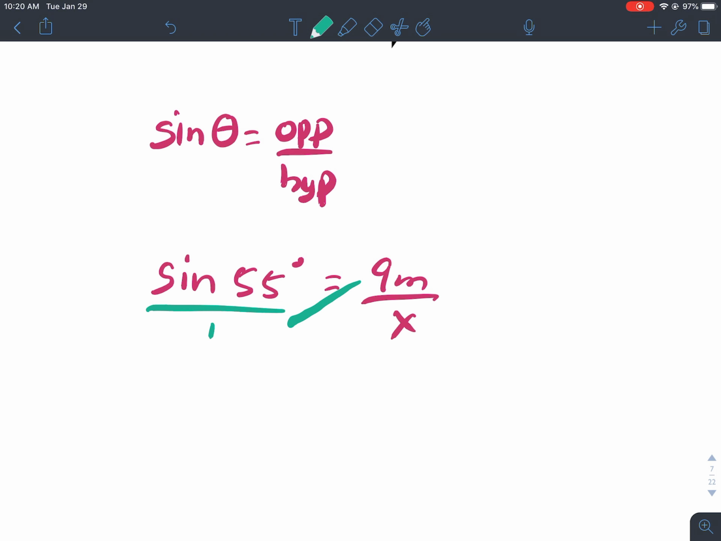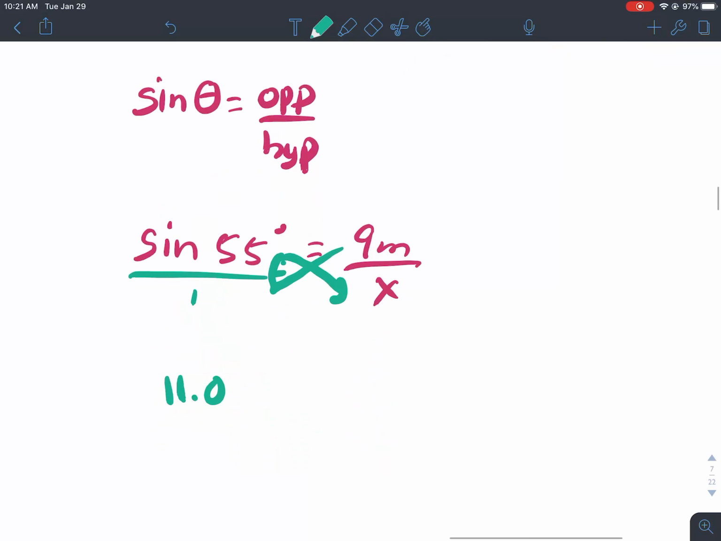So I'm going to multiply those together, divide by the sine of 55, and my fish's tail takes me straight to my answer of x. So we're going to go 9 multiplied by 1, and then divide it by sine 55. And to the nearest tenth, it looks like I'm going to actually get 11.0, and my units of meters is equal to x.